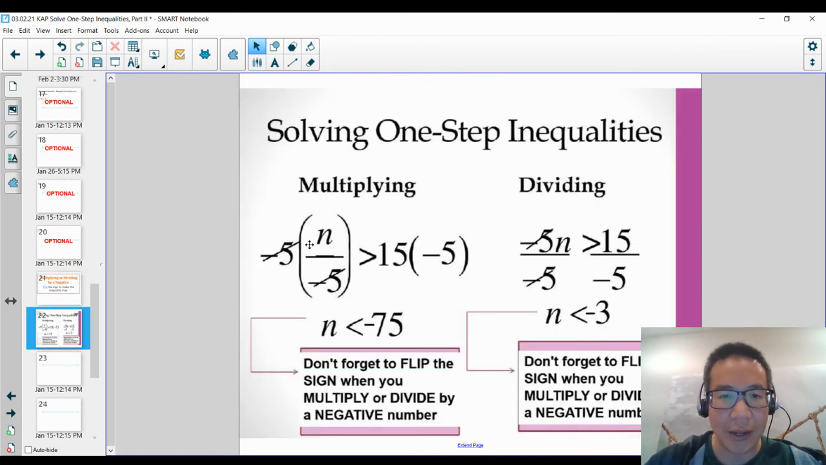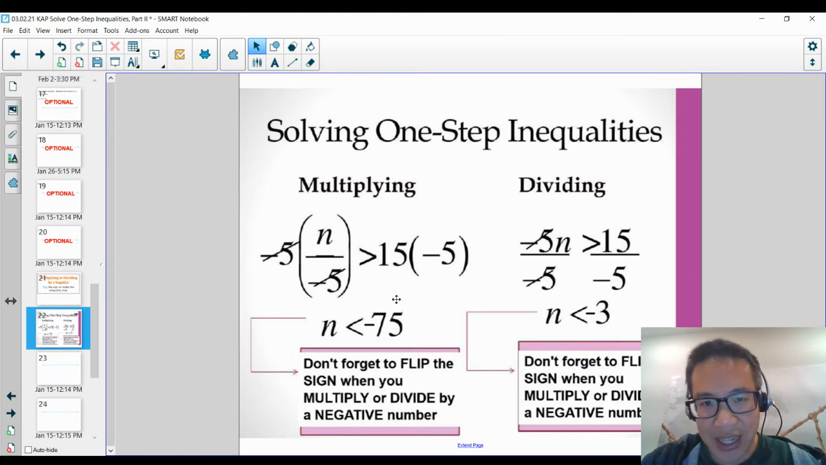Let's see why. For example, our problem is n divided by negative 5 is greater than 15. To undo a dividing, we multiply both sides by negative 5. Cancel, and 15 times negative 5 is negative 75. We flip the sign when you multiply or divide by a negative, so it's less than negative 75. Let's see why we flip.